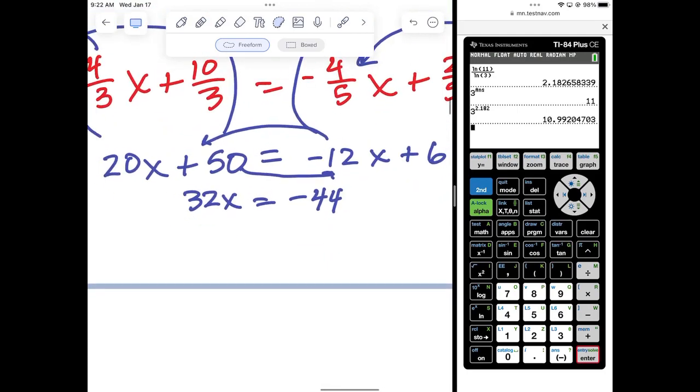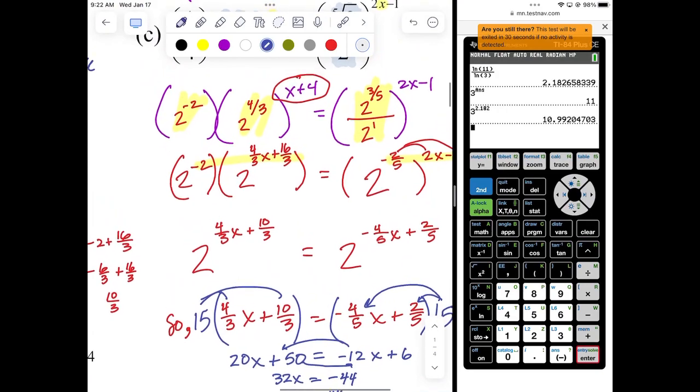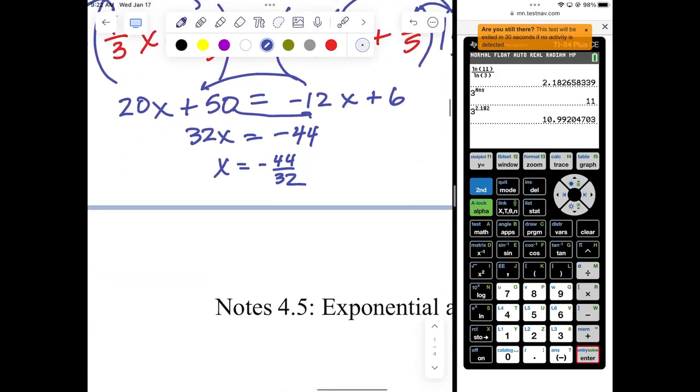Yeah. So here's where the fraction reappears on the last step. We divide through by 32 and we get negative 44/32. But hey, that simplifies, doesn't it? There's a common factor of what in each of them? There's a 2 and there's a 4. The 4 is the GCF. So that's going to be negative 11/8.